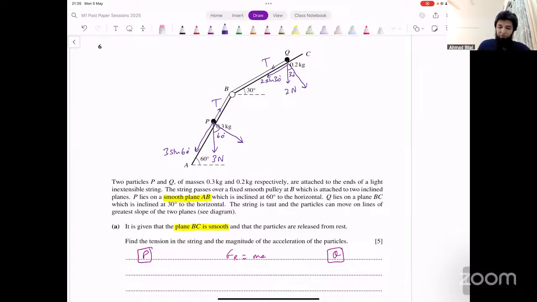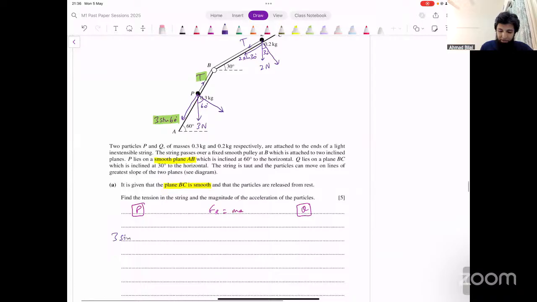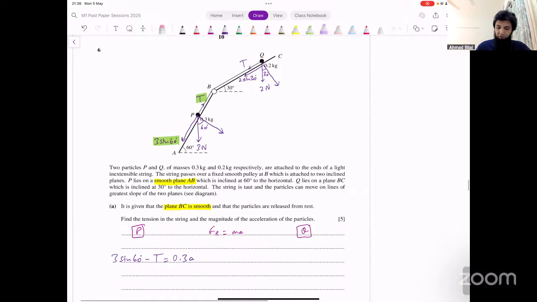Let's resolve the forces. Let's apply Newton's second law of motion. We've got 3 sine 60 as the forward force here, T as the backward force for P. So its equation is going to be 3 sine 60 minus T equals mass of P, which is 0.3, times acceleration. That's one equation that we've got. And then for Q, what's the forward direction? What's the backward direction? Forward direction is T, and it's also 2 sine 30. We can say T plus 2 sine 30 equals mass, which is 0.2, times acceleration.